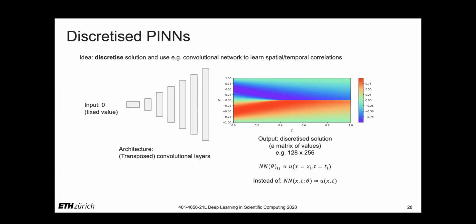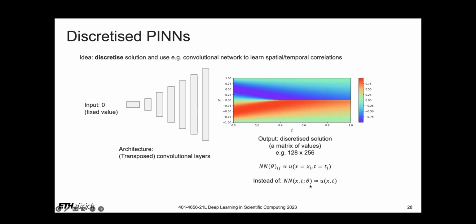So the idea here is, instead of using this continuous representation of the solution, we're going to go back to using a discrete representation. We're going to say, I want to learn the solution on a grid. This is, again, the Burgers solution example. I'm going to have a standard convolutional network, and the output of the network is just going to be a matrix of values, which is the discretized solution. So it's going to be like 128 by 256, for example. That's the output of the ConvNet.